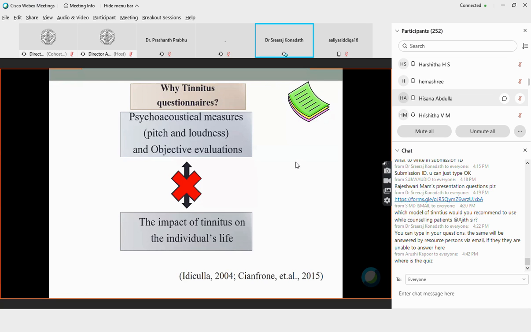All these things are going to give the psychophysical measures, the pitch and loudness, and all the objective evaluations are not going to give you any specific information on how much it impacts the life of the individual who is having tinnitus. In such a case, you have to go for questionnaires that can really give information on how much this tinnitus or this condition is affecting them.